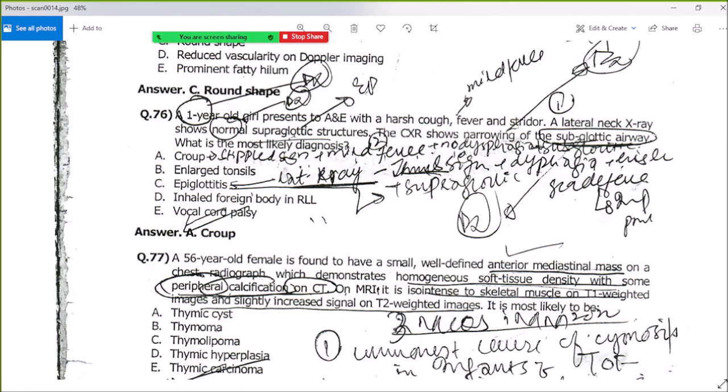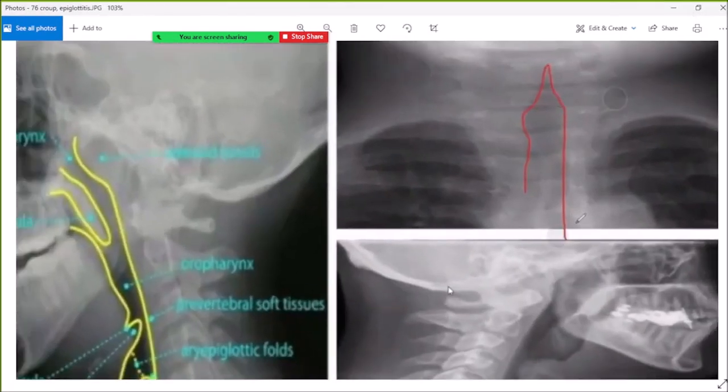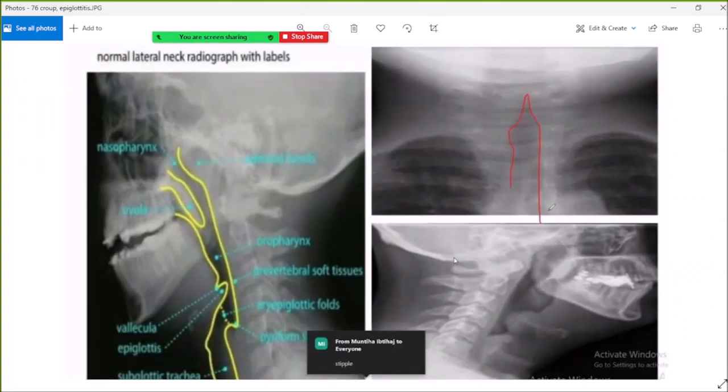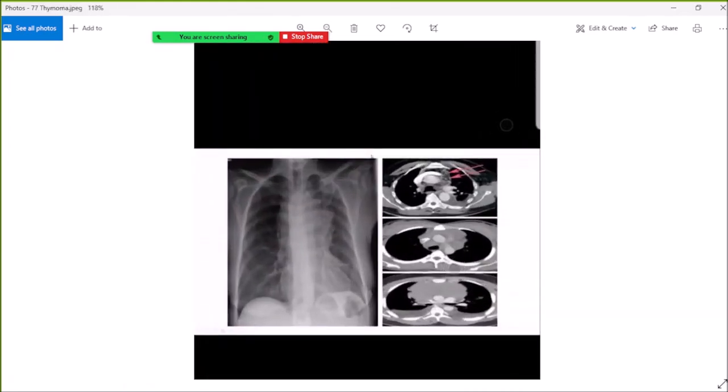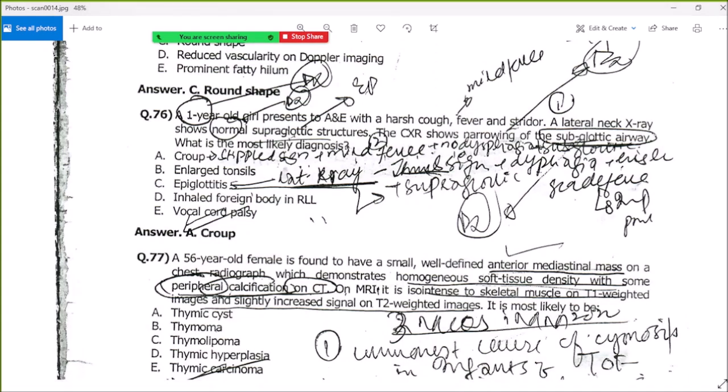Question 76. A 1-year-old girl presents to A&E with harsh cough, fever and stridor. A lateral X-ray shows narrowing of the subglottic airway, the steeple sign, with normal supraglottic structure. The most likely diagnosis is croup. Narrowing of the subglottic airway and normal supraglottic structure, diagnosis croup.